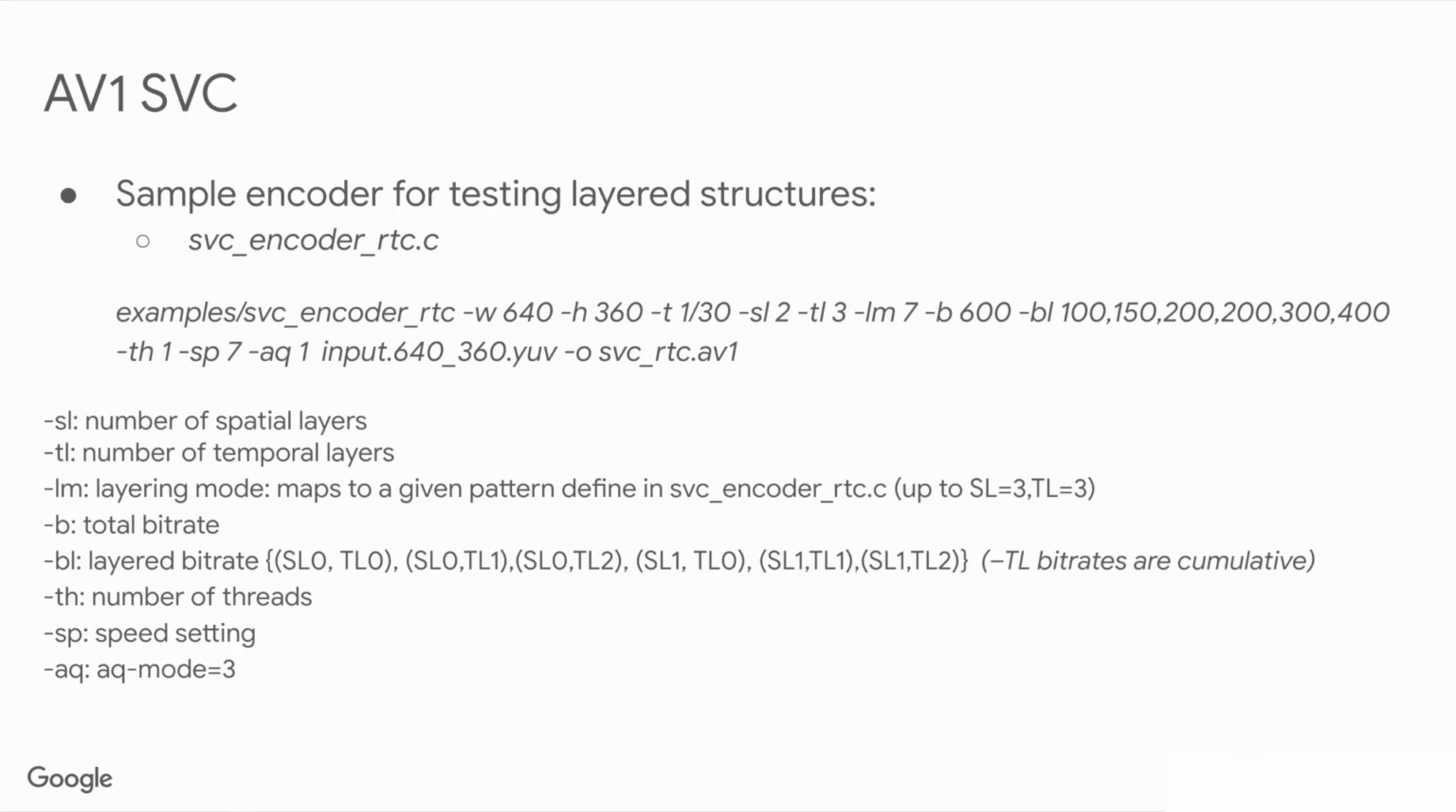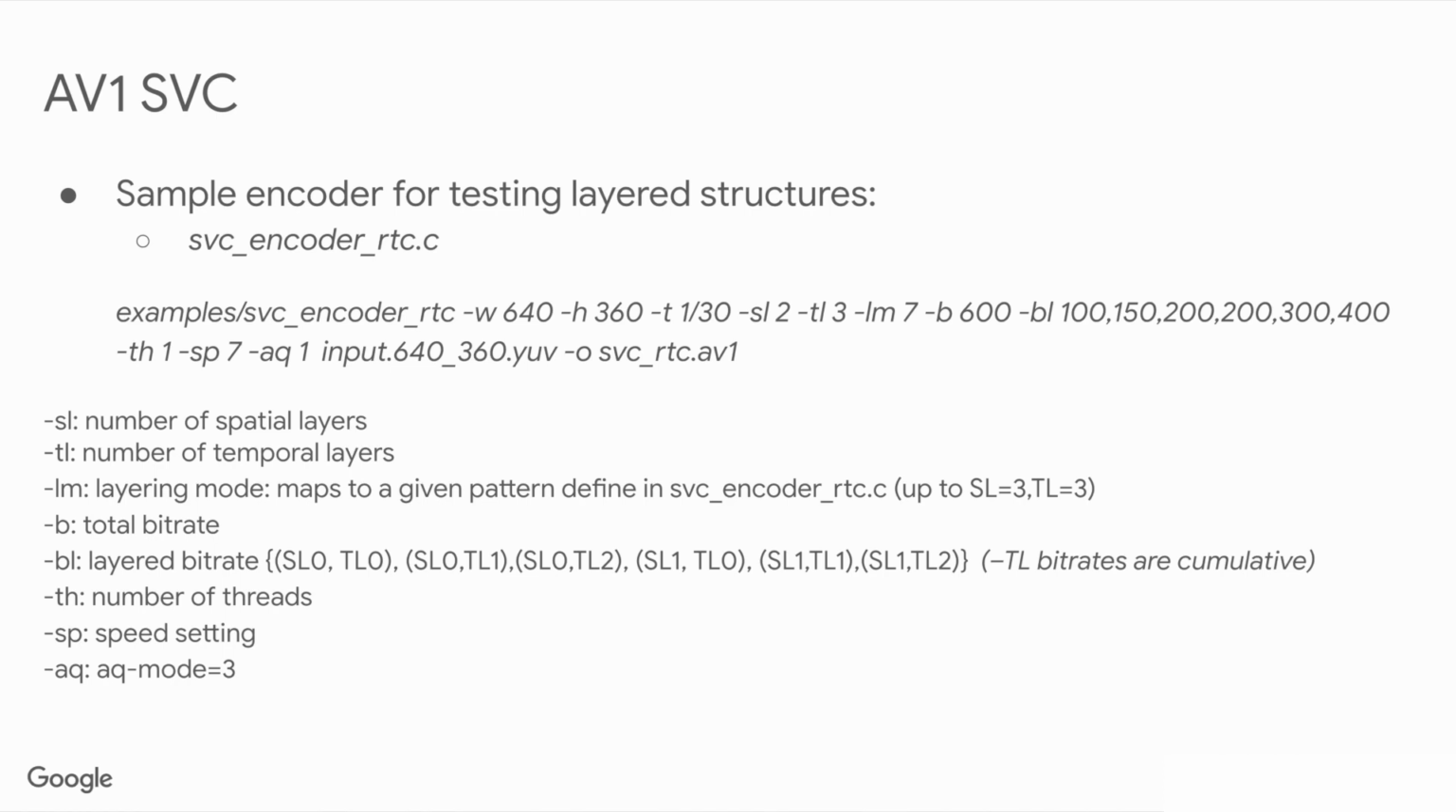So to evaluate or test layer structures in AV1, the AOM encoder is only for one layer. There's currently no interface in AOM Enc to simulate layered patterns. But we have a sample encoder for testing layer structures, which is the SVC encoder, svc_encoder_rtc.c. I just give an example command line here, where you specify the number of spatial layers and the number of temporal layers at the command line.